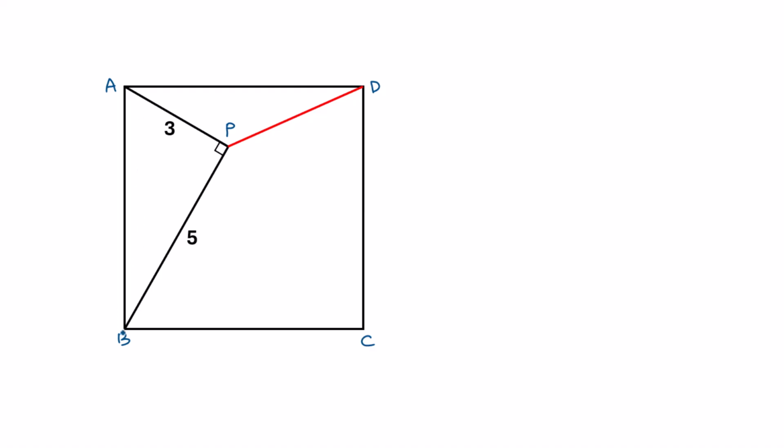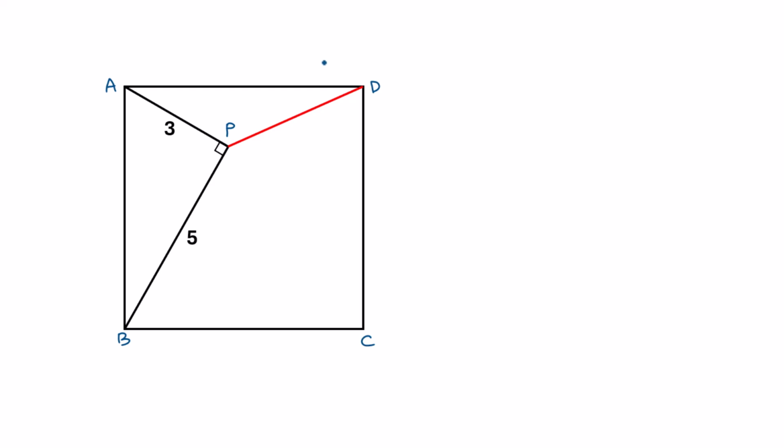And the distance between this B and P is 5 units, and this APB is 90 degree. We have to find the distance between this P to this D. So we have to find this value of PD.